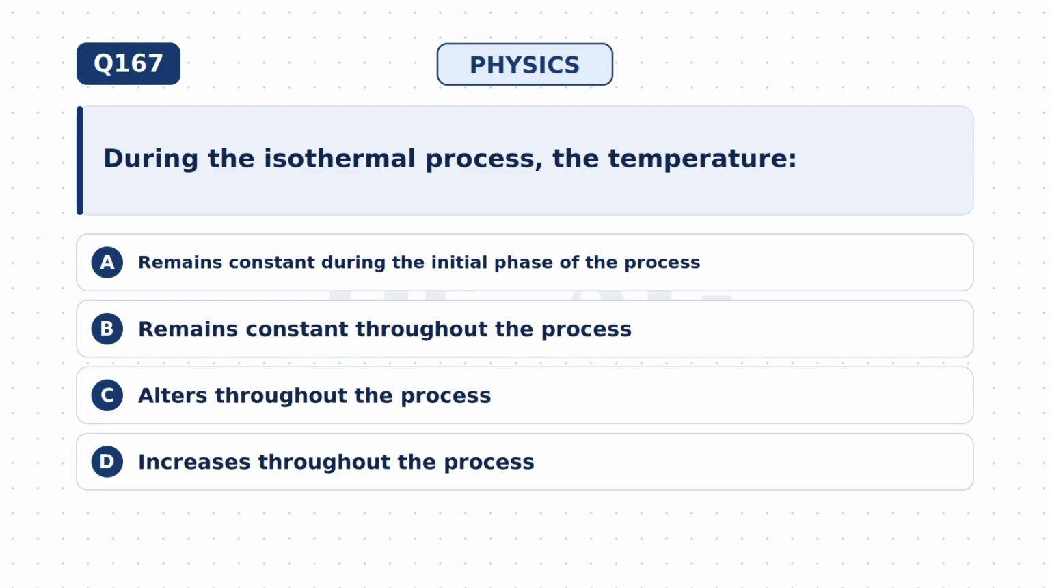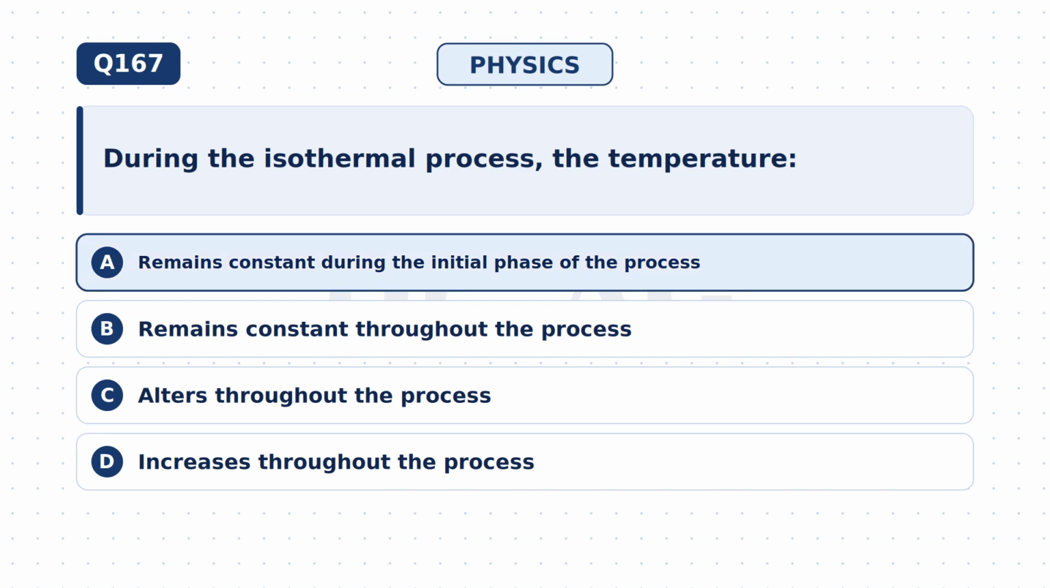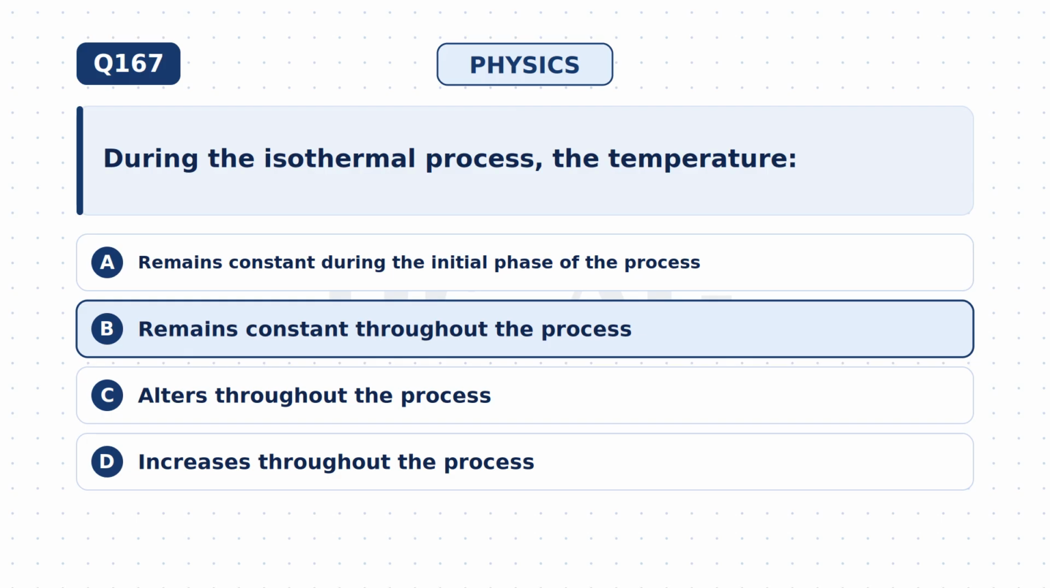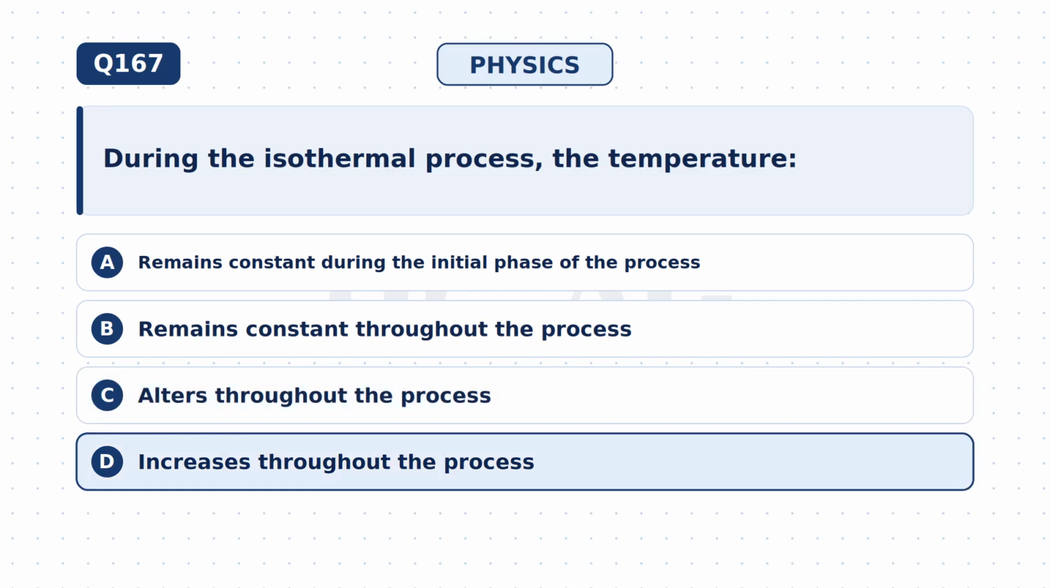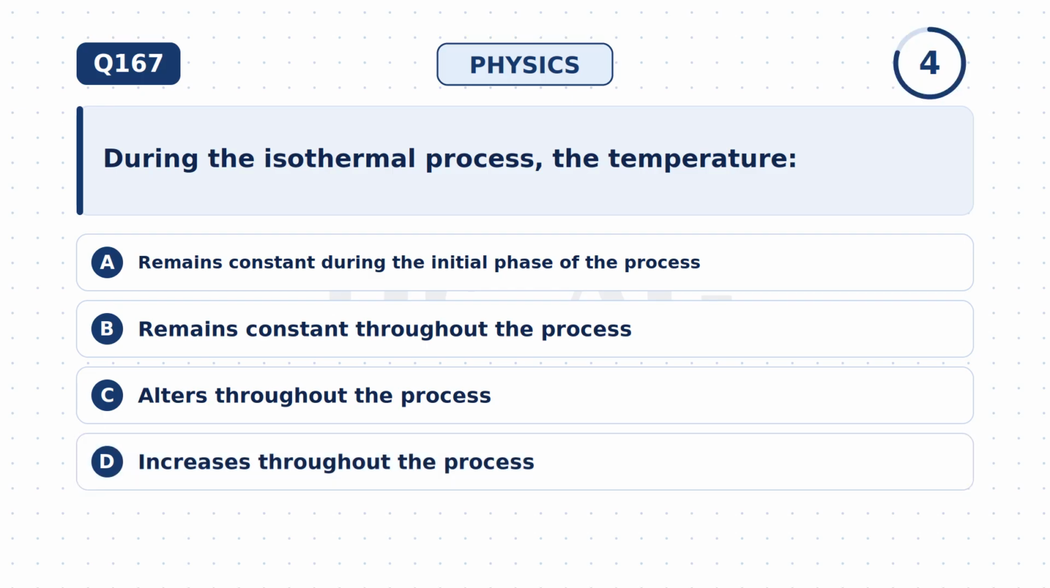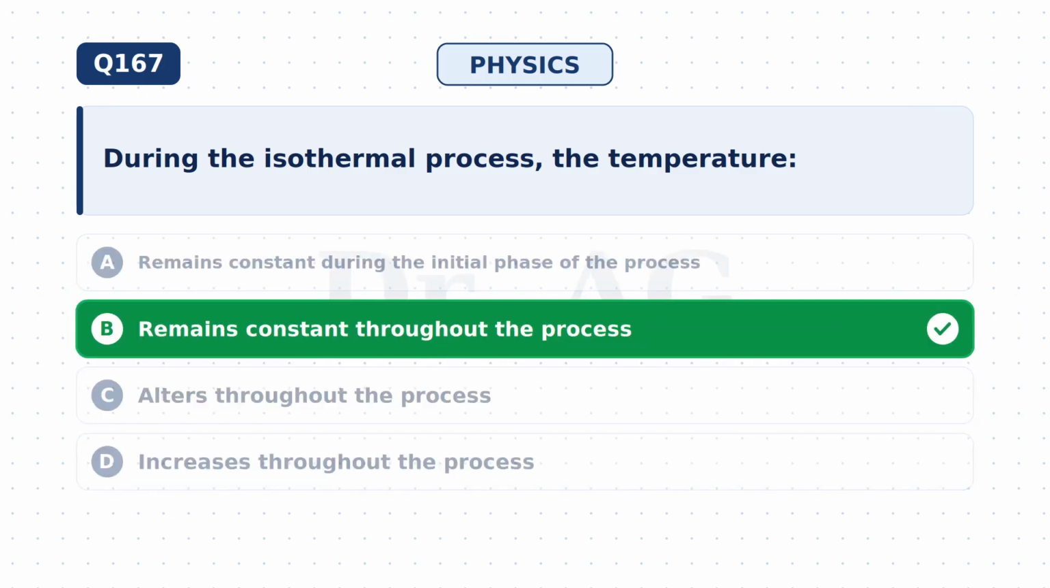Question 167. During the isothermal process, the temperature. Option A, remains constant during the initial phase of the process. Option B, remains constant throughout the process. Option C, alters throughout the process. Option D, increases throughout the process. The correct answer is B, remains constant throughout the process.